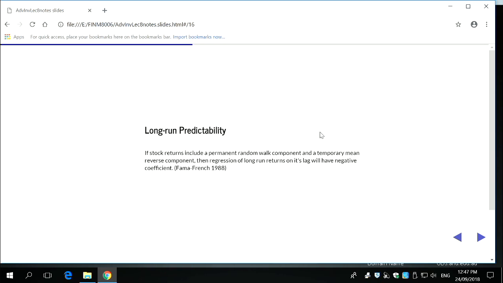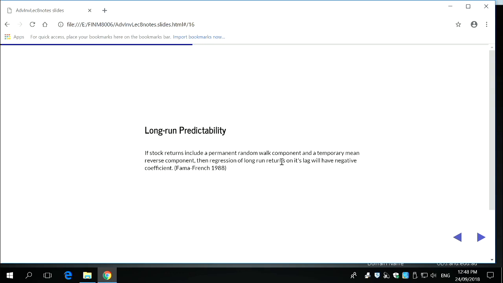What we have talked about so far is predictability in what we call the short run: daily, weekly, monthly, and up to annually. What we want to talk about next is predictability in the long run, usually more than one year. What we will see is that in the long run, predictability may exist, but it does not necessarily mean the market is not efficient.